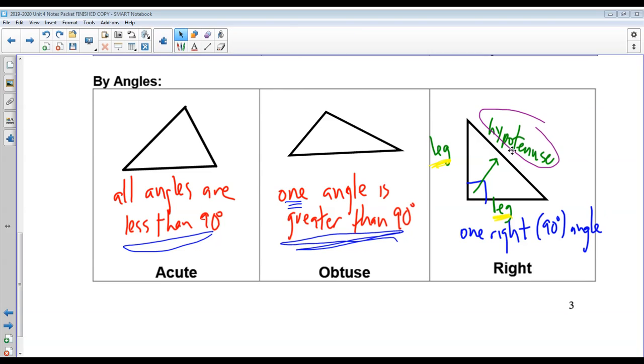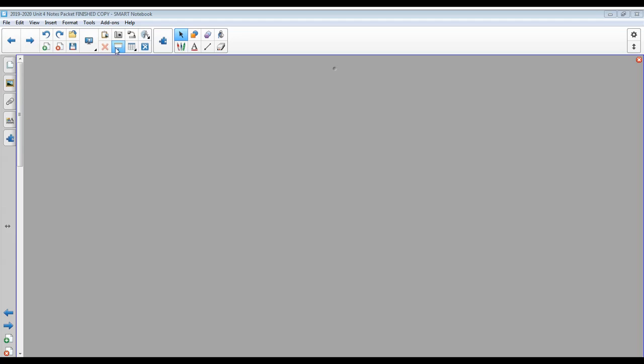The hypotenuse only exists in a right triangle. So it's the longest side of a right triangle, and it's the side directly across from the right angle. So there's your vocab. If you needed any more time, you should pause, but I'm going to move on.